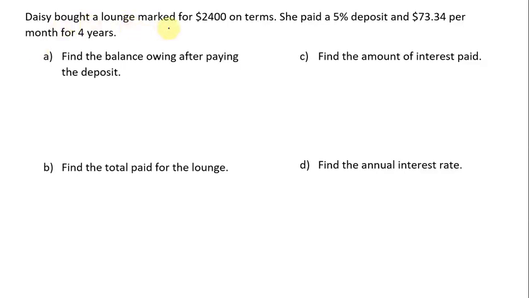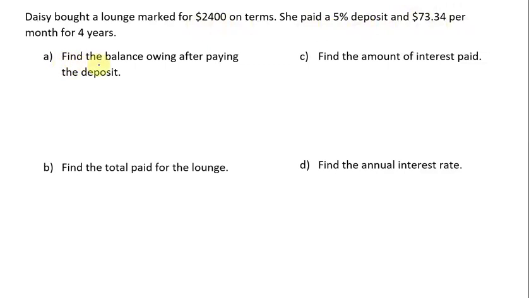Daisy bought a lounge marked for $2,400 on terms. She paid a 5% deposit and $73.34 per month for 4 years. So the lounge is marked at $2,400. Daisy is paying a 5% deposit, 5% of the $2,400. And then after that, she pays $73.34 every single month for 4 years.